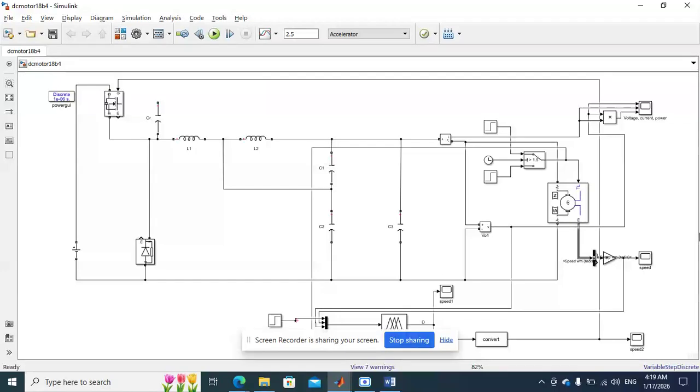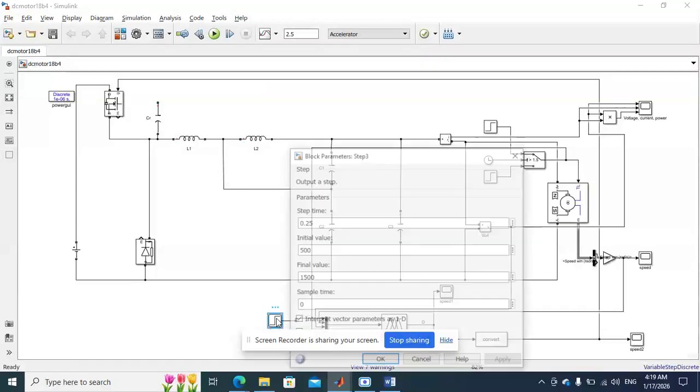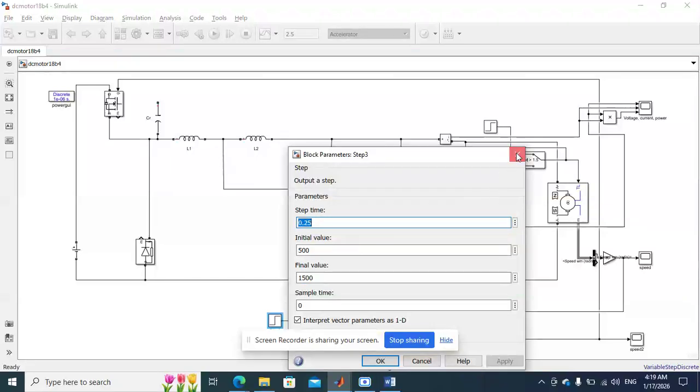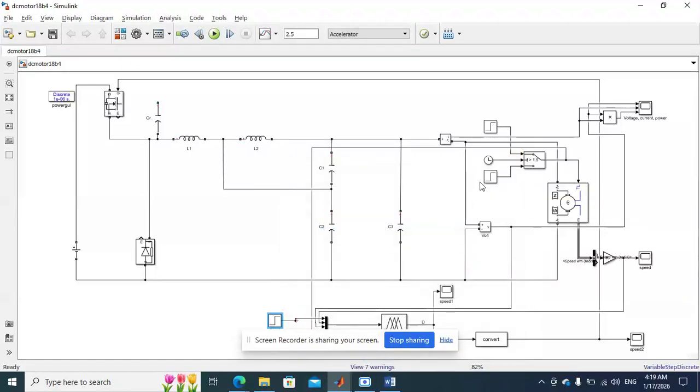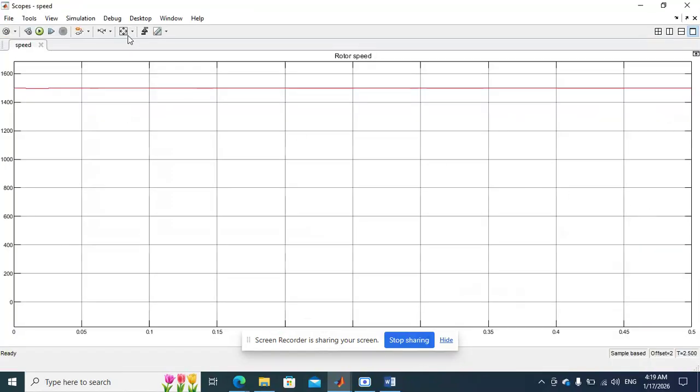And here this is the ANFIS controlled DC drive with the help of the buck converter. In this, the same condition is given. Initially the speed is 500, and after 0.25 second it is 1500. Initially it will be running at no load condition. After 1 second it will be 0.5 newton meter. After 1.5 seconds it will be 1 newton meter, and after 2 seconds it will be 1.5 newton meter. The speed is provided here.